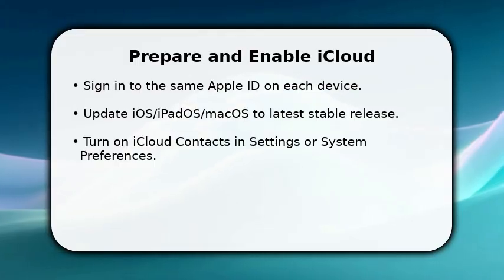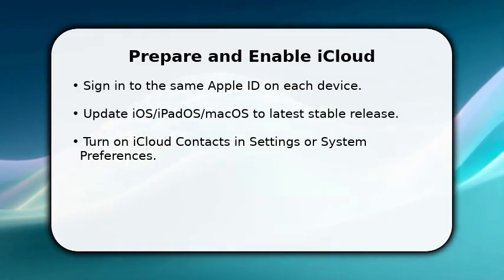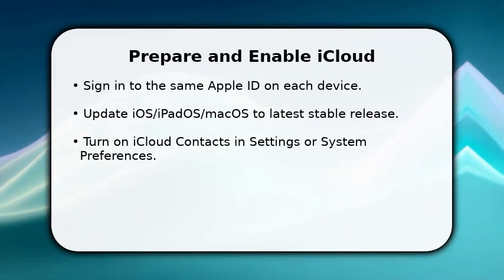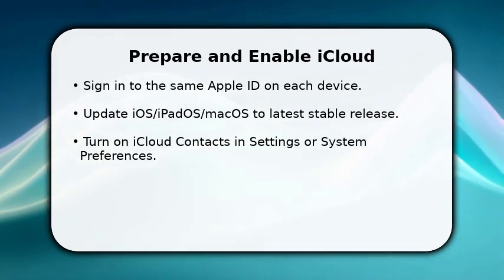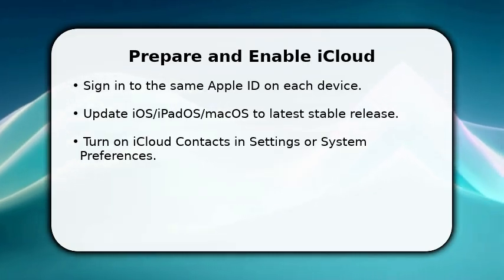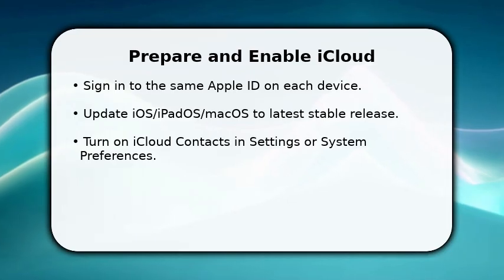You'll start by making sure every device is using the same Apple ID and has internet. Once signed in, go to Settings on iPhone or System Preferences on Mac and enable iCloud contacts. This immediately designates iCloud as the source of truth, so contacts begin syncing instead of staying local. Make sure you have the latest OS for compatibility.